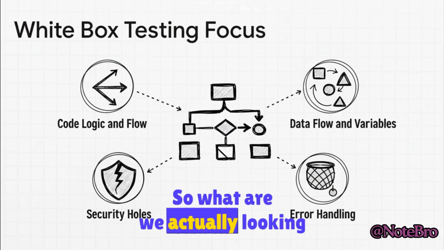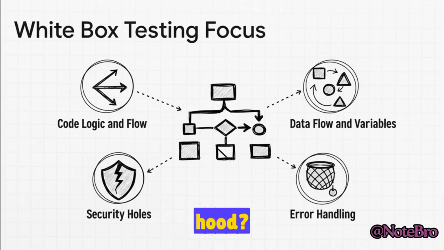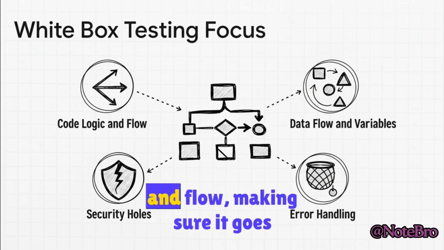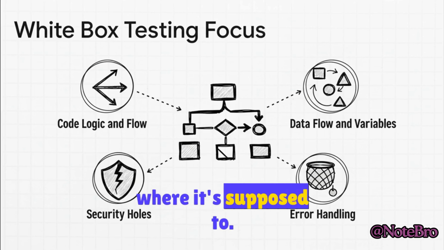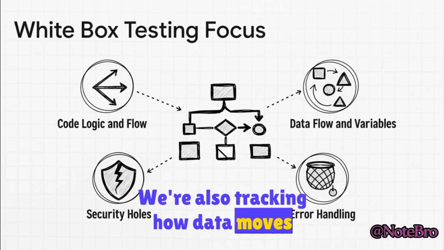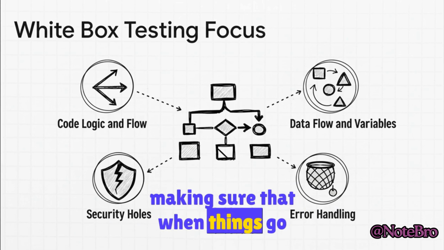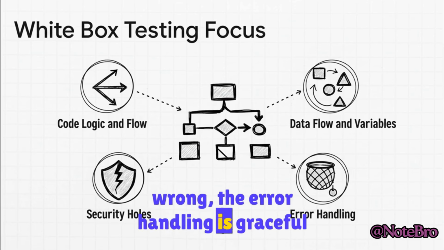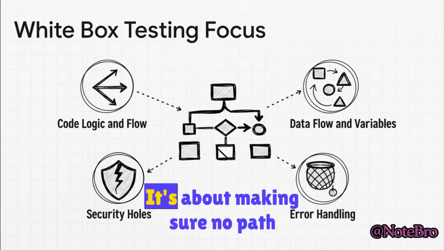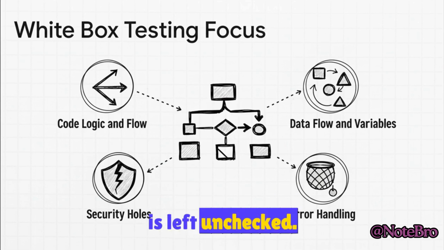So what are we actually looking for when we get under that hood? Well, we're tracing the code's logic and flow, making sure it goes where it's supposed to. We're also tracking how data moves around, we're hunting for security vulnerabilities, and making sure that when things go wrong, the error handling is graceful and nothing just breaks. It's about making sure no path is left unchecked.